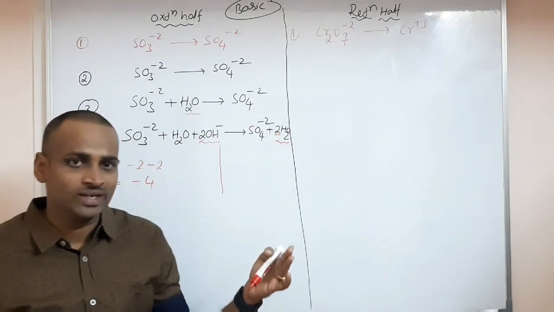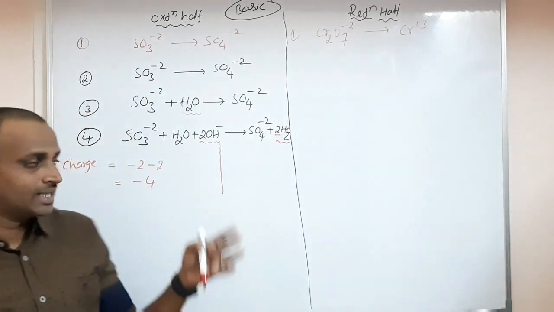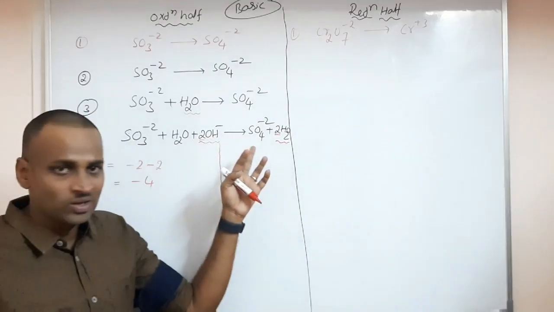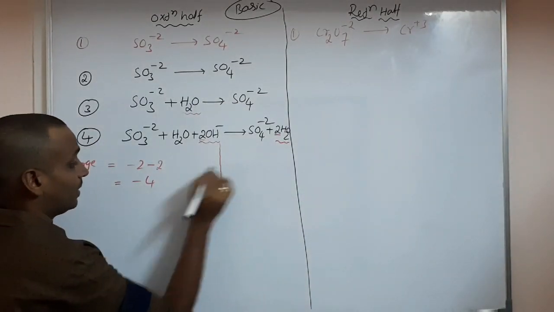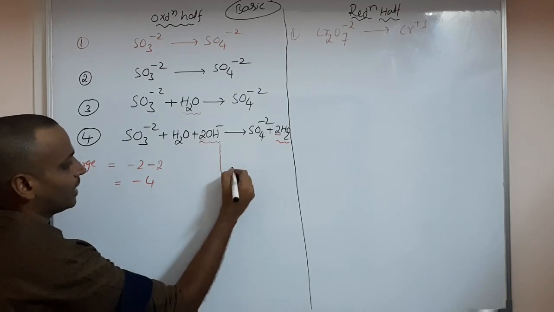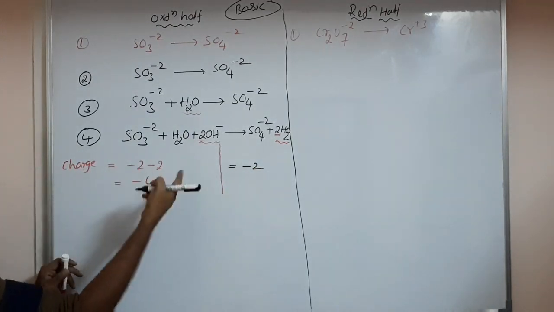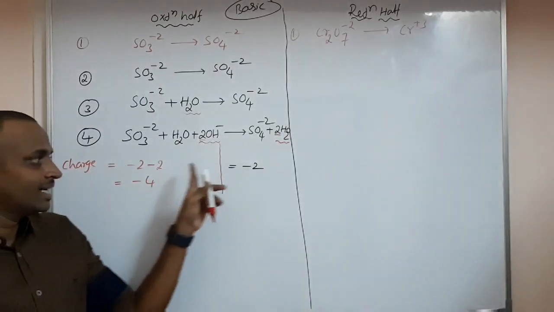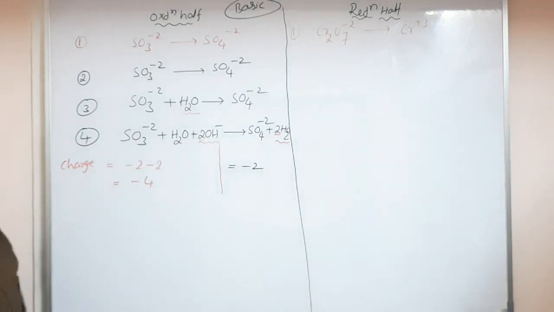As I said, H plus ions: 1 H plus is plus 1, 2 H plus is plus 2, like that. So here 2 OH minus ions, so minus 2. So total charge you have is minus 2, minus 4 sorry, and here minus 2. What is the charge here? Minus 2. Here I have written charge equal to minus 4 on the reactant side, charge equal to minus 2 on the product side. Which is more?